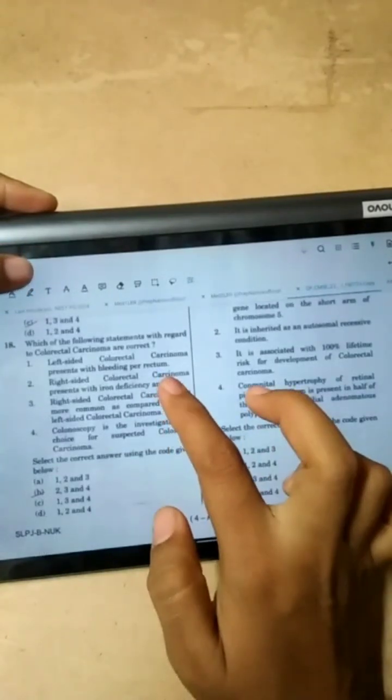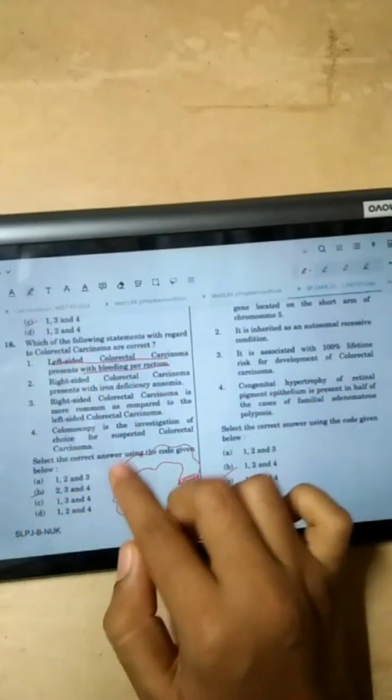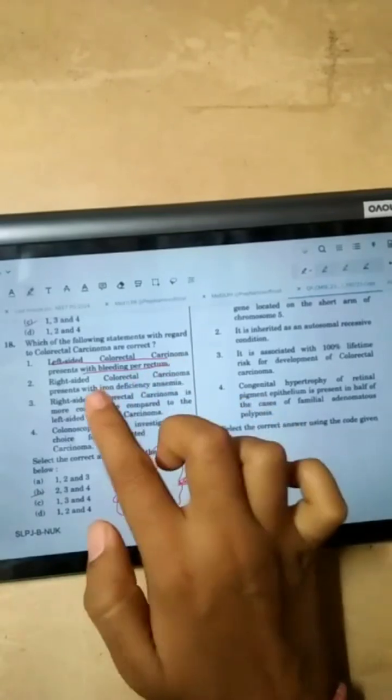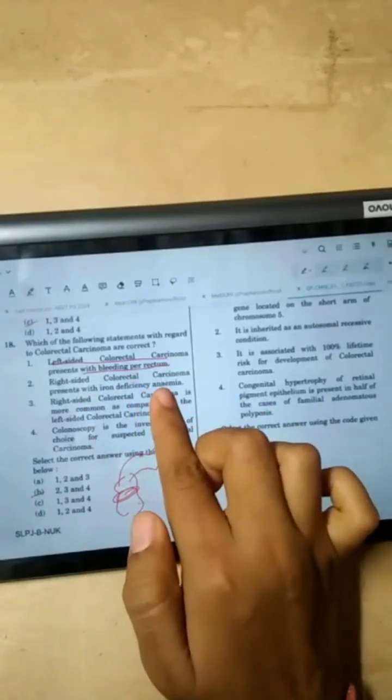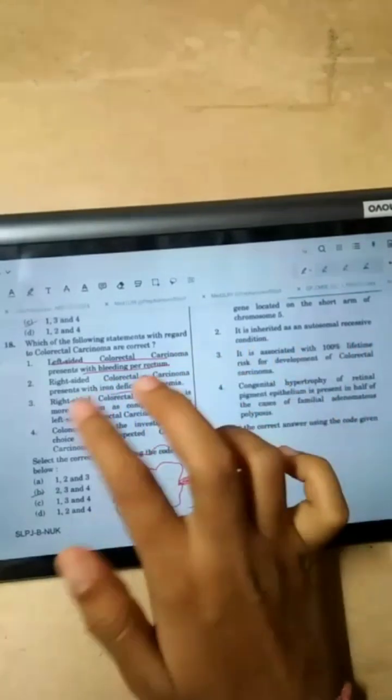Now, true about colon cancers. This is the right colon, this is the left. Right one will present with bleeding, not the left one. The first statement itself is wrong. So even if you don't see the rest, the right one presents with iron deficiency anemia. If they bleed, only then can they lead to iron deficiency anemia. And the left side presents with obstruction. This is with obstruction and this is with bleeding. Anyway, option 1 is wrong.